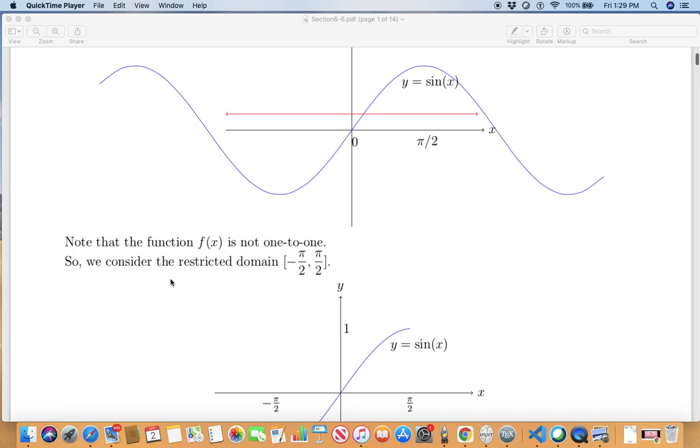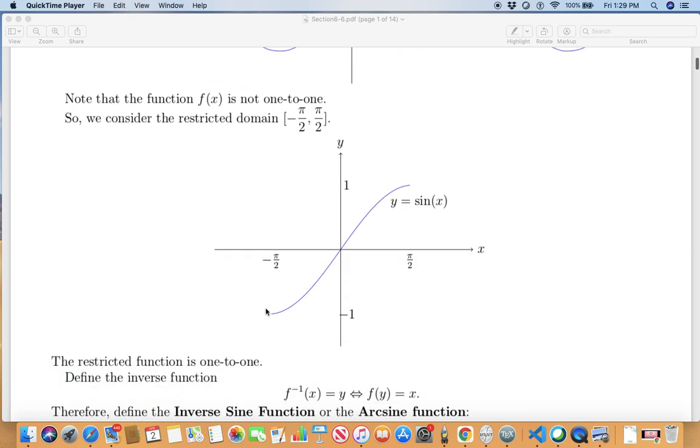But we could restrict this function to a certain domain. Negative pi over 2, that would be here, to pi over 2, that's here. So the picture now, the sine function on this restricted domain: the lowest value is -1, the highest value is 1. And the restricted function is now one-to-one.